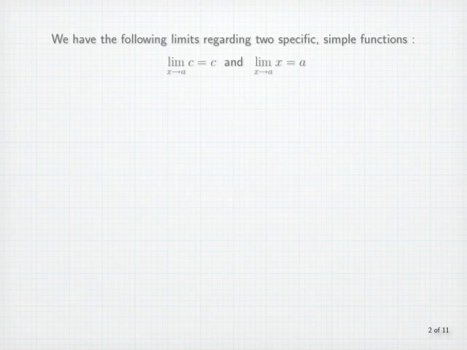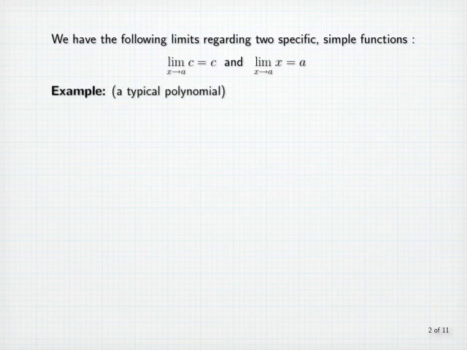We have the following limits regarding two specific very simple functions. The limit as x approaches a of a constant function c is equal to c, and the limit as x approaches a of x is equal to a. Now let's look at an example involving a typical polynomial. The limit as x approaches 2 of 2x cubed plus 3x plus 5.